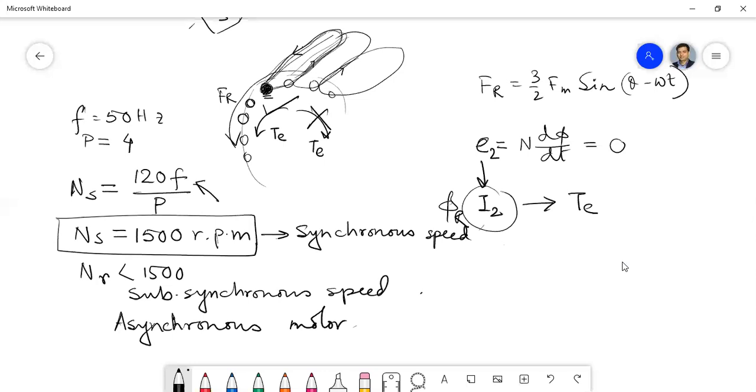Not only that, your answer should be that the frequency should be more than that, because an induction motor cannot be run at a synchronous speed. So that is the synchronous speed.